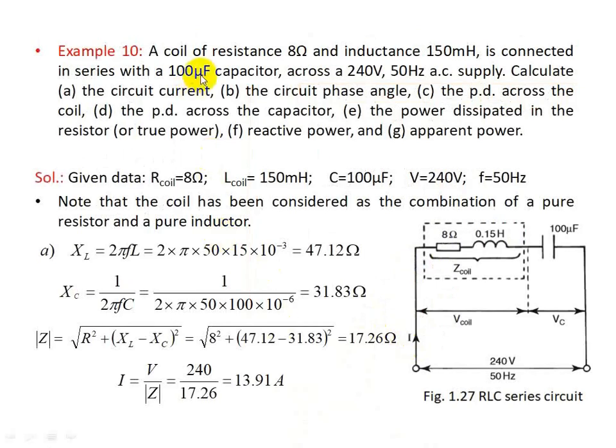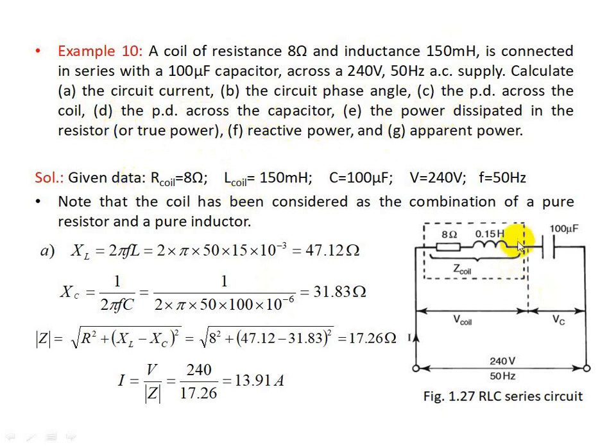So coming to the problem, a coil of resistance 8 ohm and inductance 150 millihenry is connected in series with a 100 microfarad capacitor across a 240 volts 50 Hz supply. Calculate A, the circuit current, B, phase angle, C, the potential difference across the coil, D, the potential difference across the capacitor, E, the power dissipated in the resistor, also called true power, F, reactive power, G, apparent power.